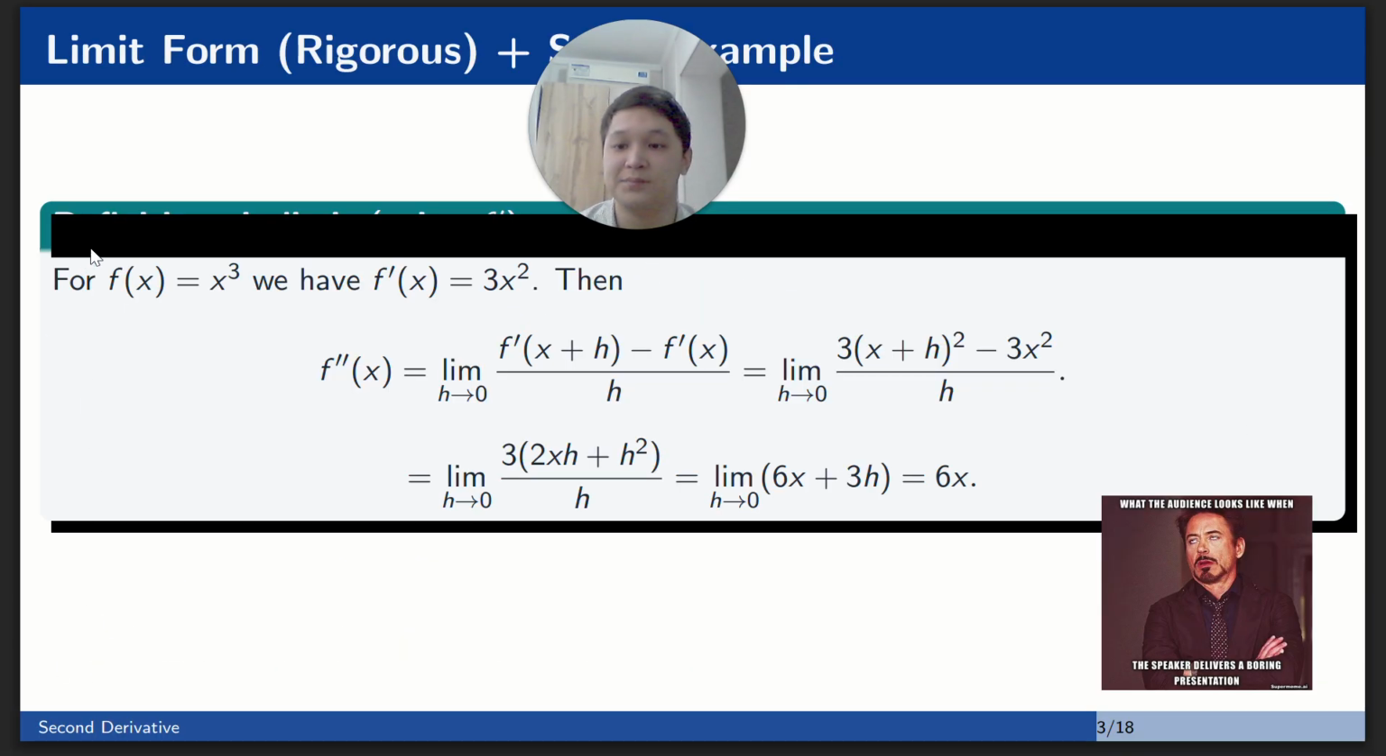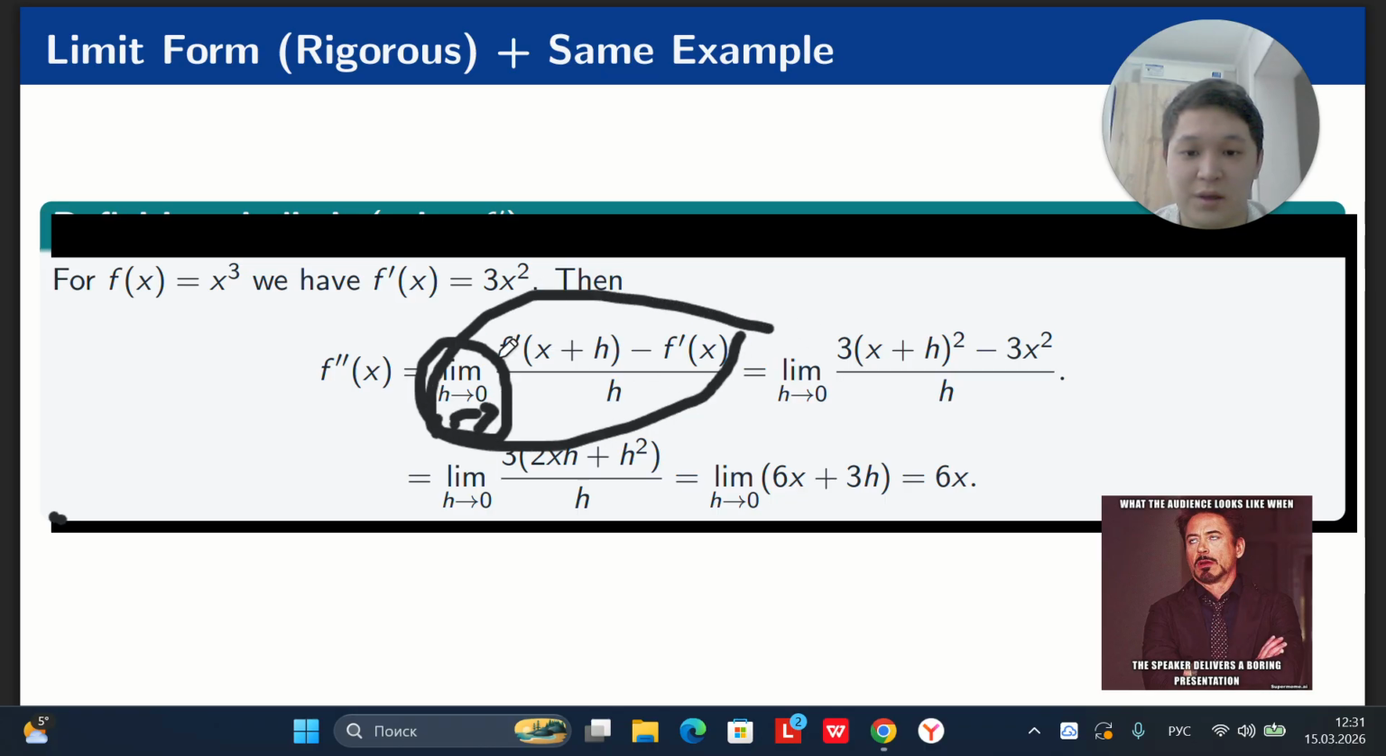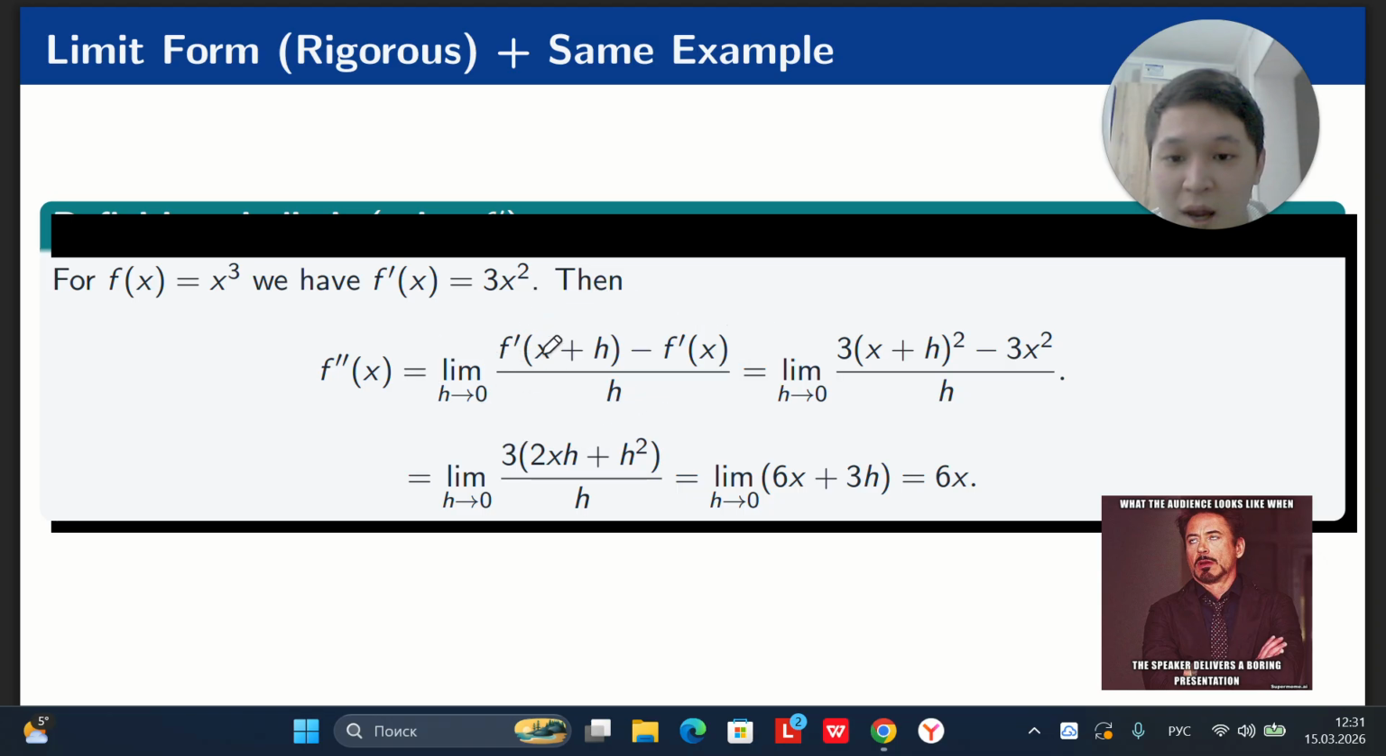Here we have a limit form. It's the same example, but here we are using a limit, where h approaches 0. So here is our general formula: f prime of x plus h minus f prime of x, over h, where h approaches 0. We just substitute into the formula, 3 times x plus h squared minus 3x squared, over h. We do the simplification, and where h approaches 0, we just substitute and we get 6x.